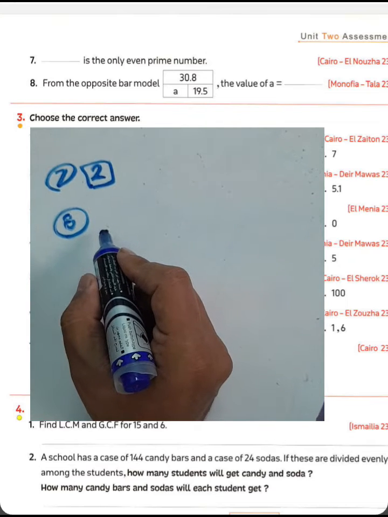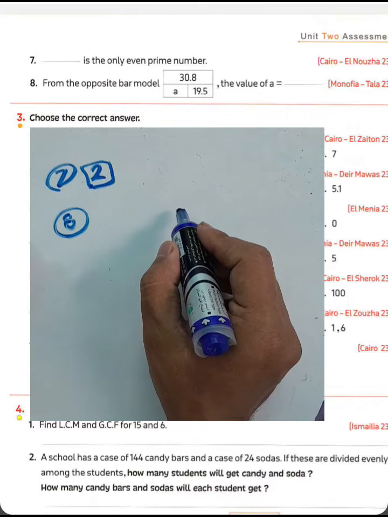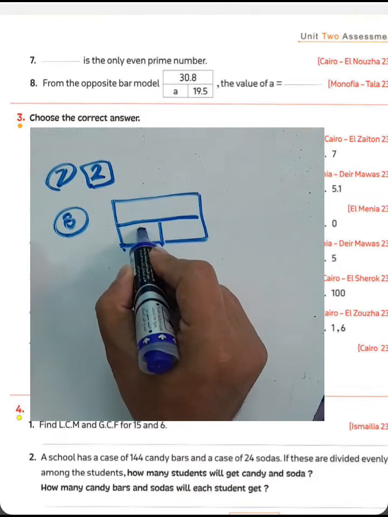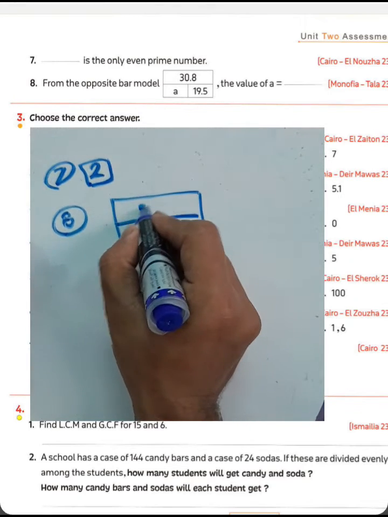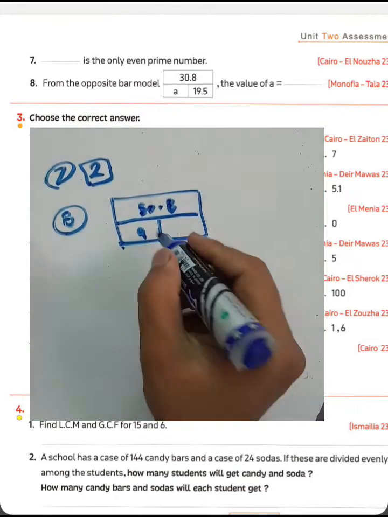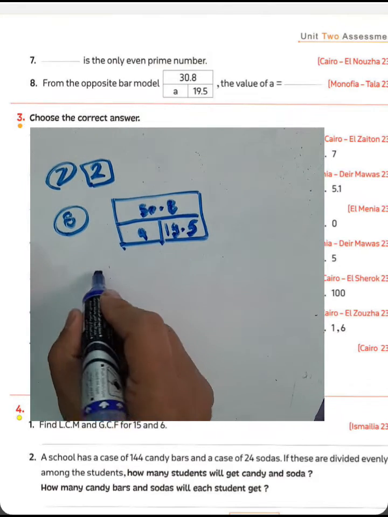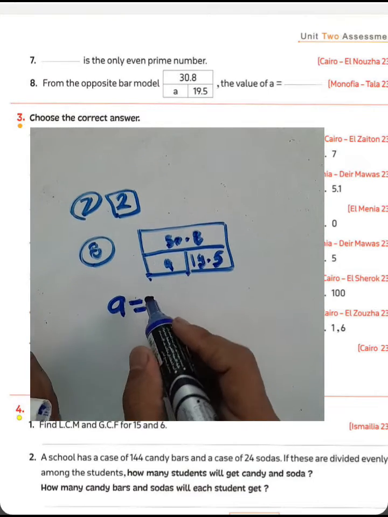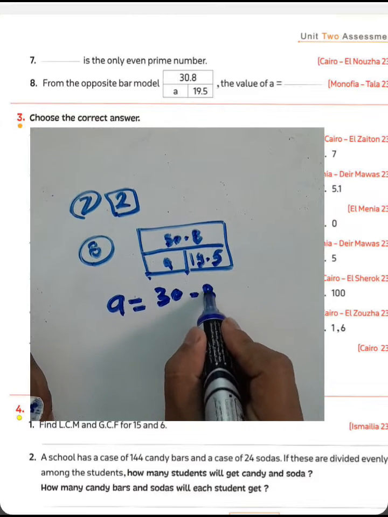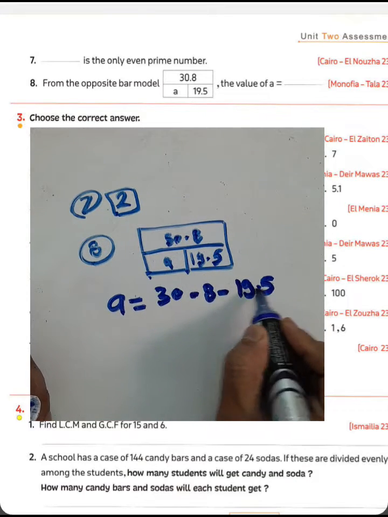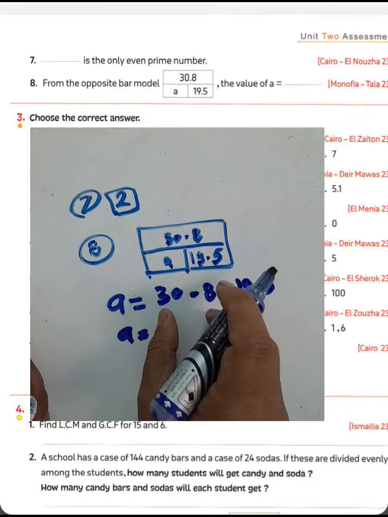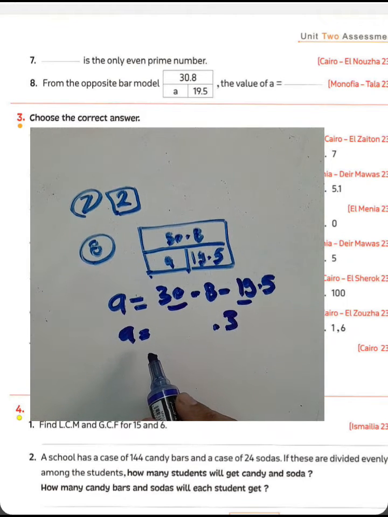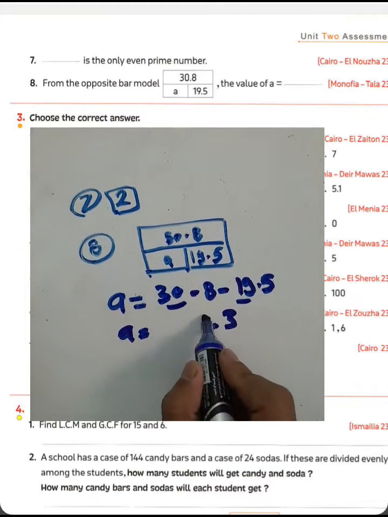Question 8. From the opposite bar model here, we can find the value of variable a. By writing the equation, we have a here unknown, and 30.8 on the top, and 19.5 on the bottom. To find the value of the unknown, you must find the difference between the number on the top and 19.5 on the bottom. Okay, find the difference between two numbers. 8 minus 5 equal 3, and 30 minus 19 equal 11. So the result will be 11.3.